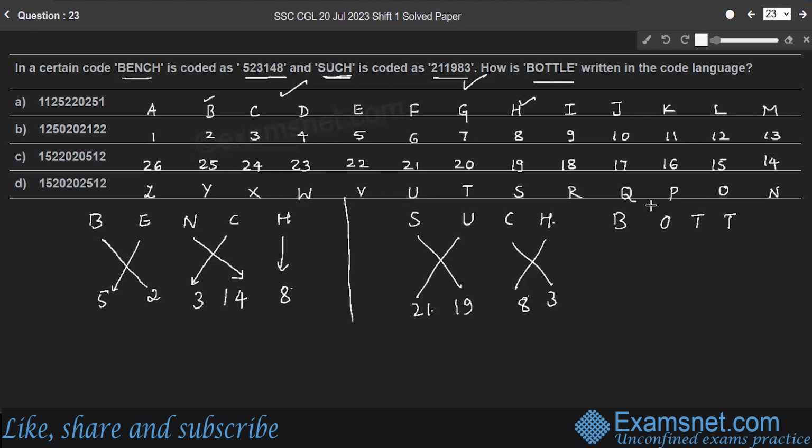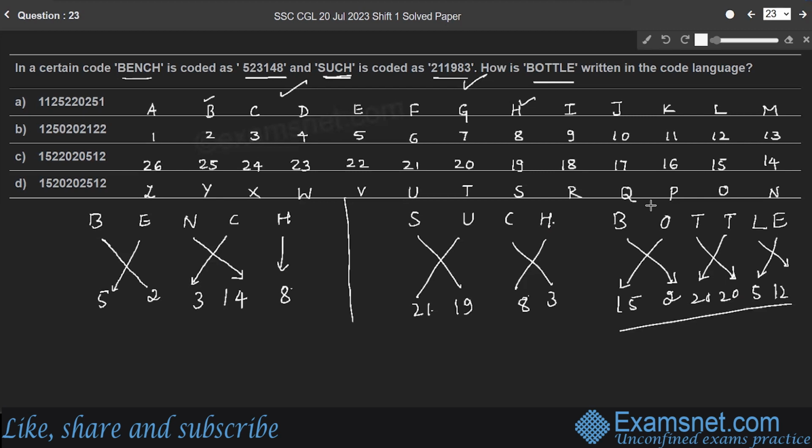B-O-T-T-L-E. Take the first 2 letters, interchange their positional values. B is 2, O is 15. Next 2 letters, interchange their positional values, 20 and 20, right? Next, the last 2 letters, interchange their positional values, L positional value is 12 and E is 5. Therefore, the code for bottle is 15, 2, 20, 20, 5 and 12. Is it C? Option C is the right answer.